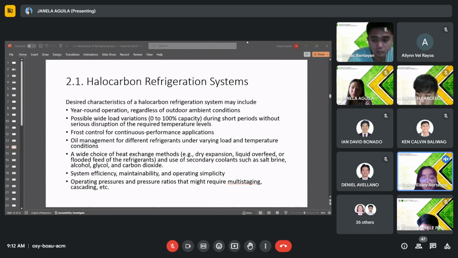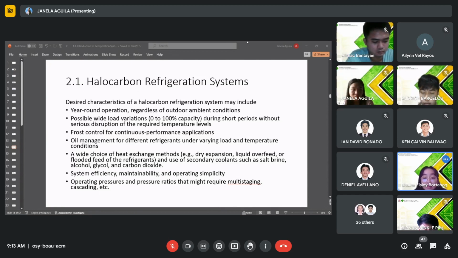So, whether the load is small or large, the system must adjust from minimal to maximum capacity during short periods without compromising temperature stability. So the next one, frost control: for applications requiring continuous performance, halocarbon refrigeration systems must incorporate robust frost control mechanisms. These mechanisms prevent the buildup of frost, which ensures uninterrupted operation and preserves product integrity. The next one is that ensuring proper oil management is crucial for maintaining system integrity and efficiency, as halocarbon refrigeration systems are designed to manage different refrigerants under varying load and temperature conditions, ensuring smooth operation and prolonging component lifespan.